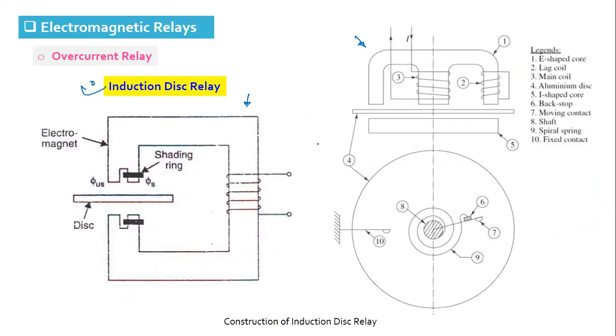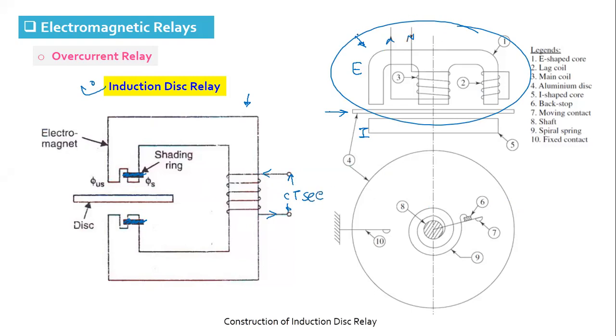So either it has an E-shaped core and an I-shaped core in which the aluminum disc is placed. So this is a front view. This is a top view of a disc, or it can have unshaded and shaded parts, the shading ring construction. Okay, there is a C-shaped core over which the shading ring is wound. Here you can see the current is passed through the relay coil. So this main coil is connected with the CT secondary. In this case, when the current is passed through the main coil, it will develop some flux in the core which will also cut the disc. This will also cut the leg coil.